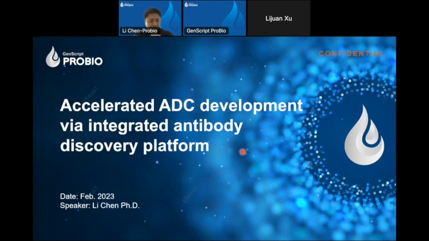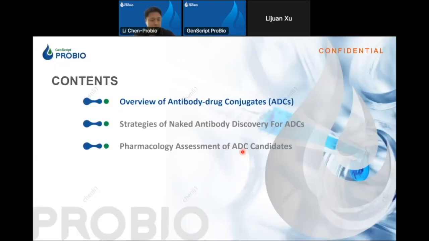In this talk, we will discuss the strategies and the solutions for the discovery of ADC candidates. During this presentation, I will first briefly go over the concepts and the technology trends of antibody drug conjugates. Then we will have a detailed discussion on two crucial aspects of ADC discovery: how to find the suitable naked antibody leads, and how to evaluate the ADC candidates from the perspective of pharmacology effectiveness.